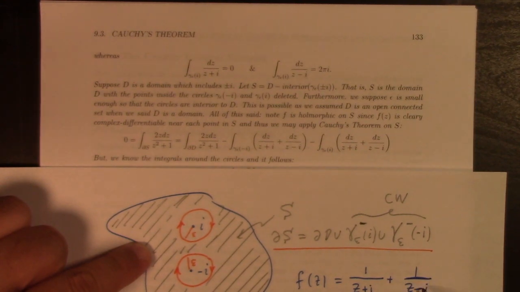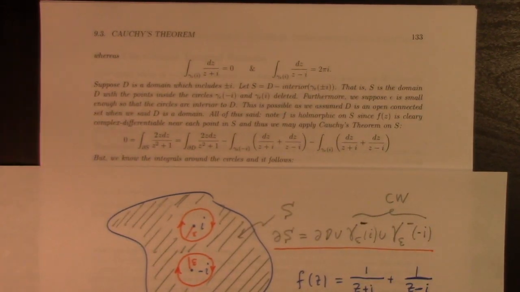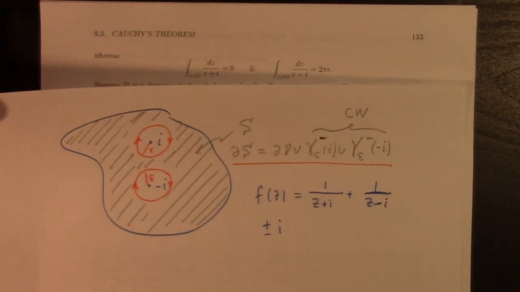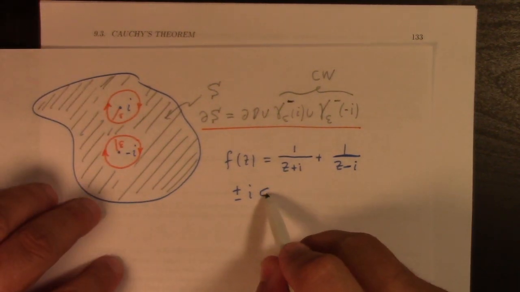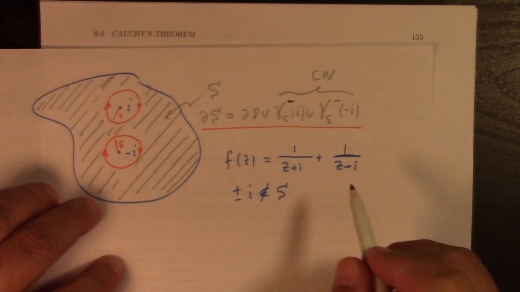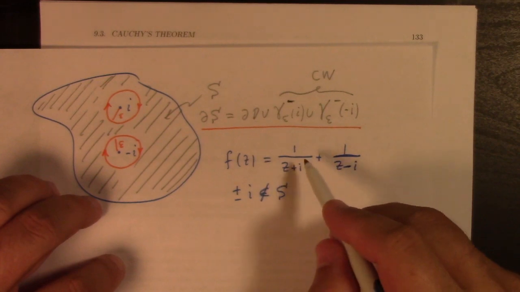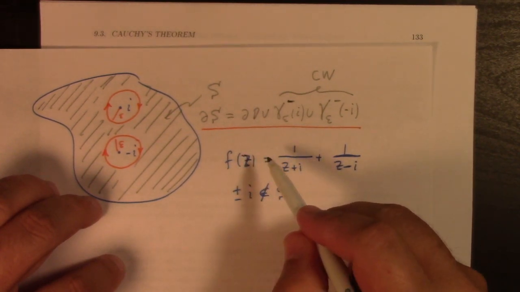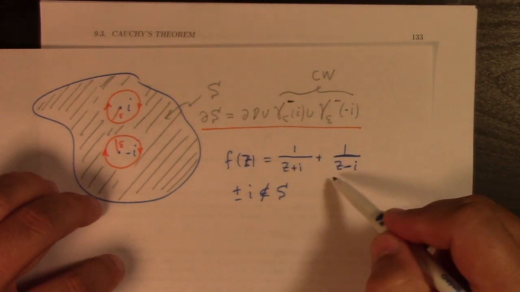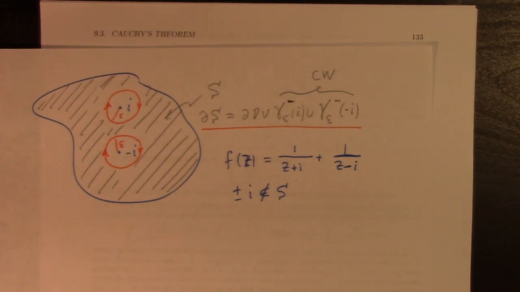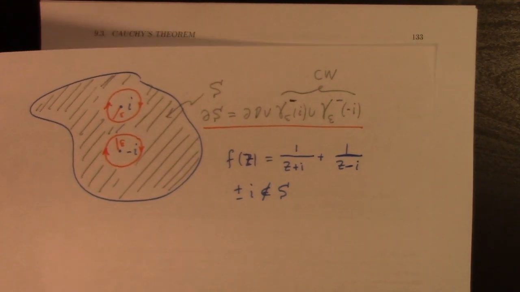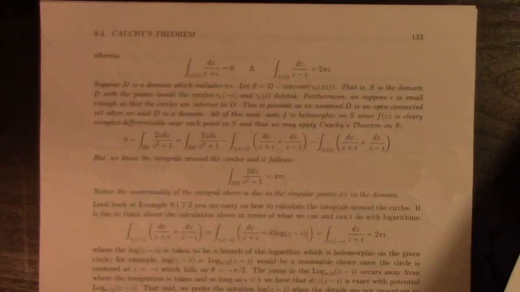So the places where these are misbehaving are at plus or minus i, but those are, plus or minus i are not an element of S. So f is clearly holomorphic in S because these can be complex differentiated.